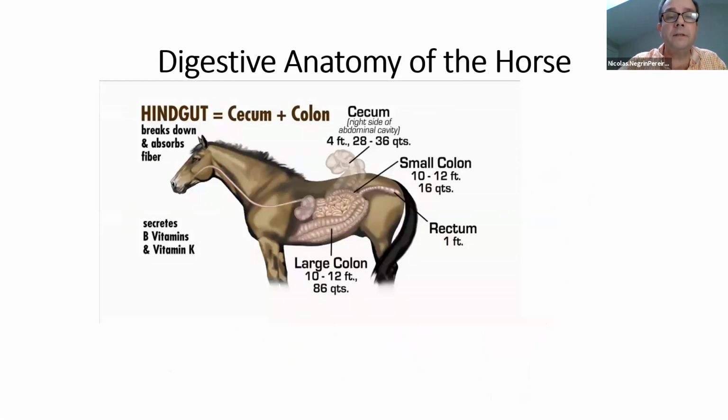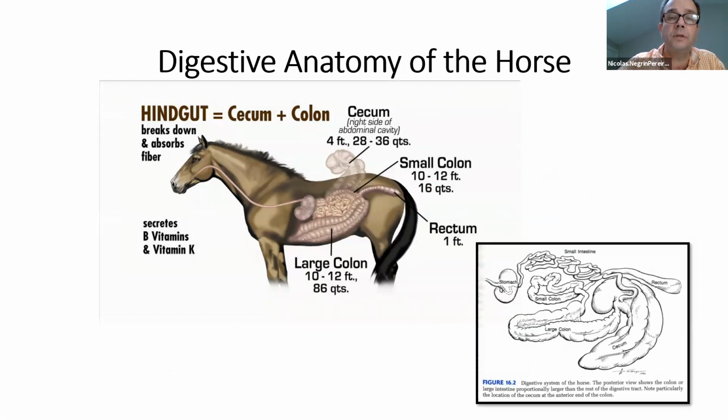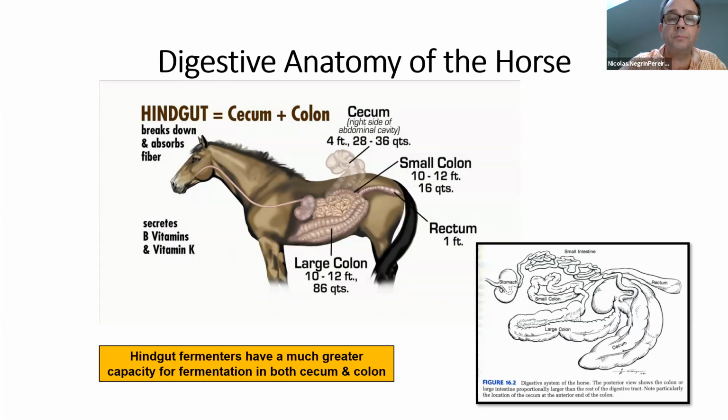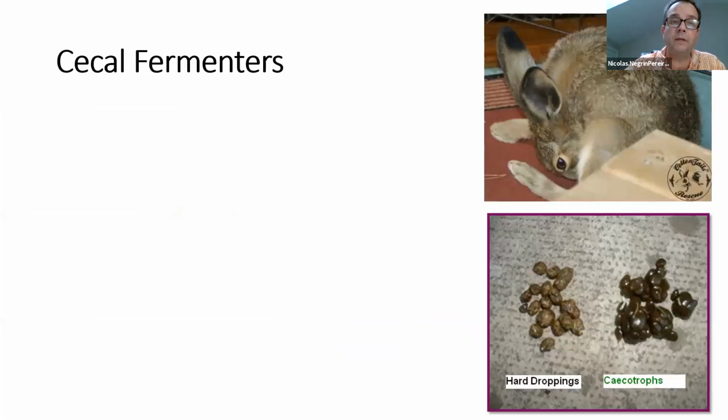And here we have the different capacities of the cecum and colon in the hindgut of the horse. You can see that the cecum has a capacity between 28 to 36 quarts, while the large colon has 86 quarts. So it's really an important volume. And of course, hindgut fermenters have a much greater capacity for fermentation, both in the cecum and the colon.